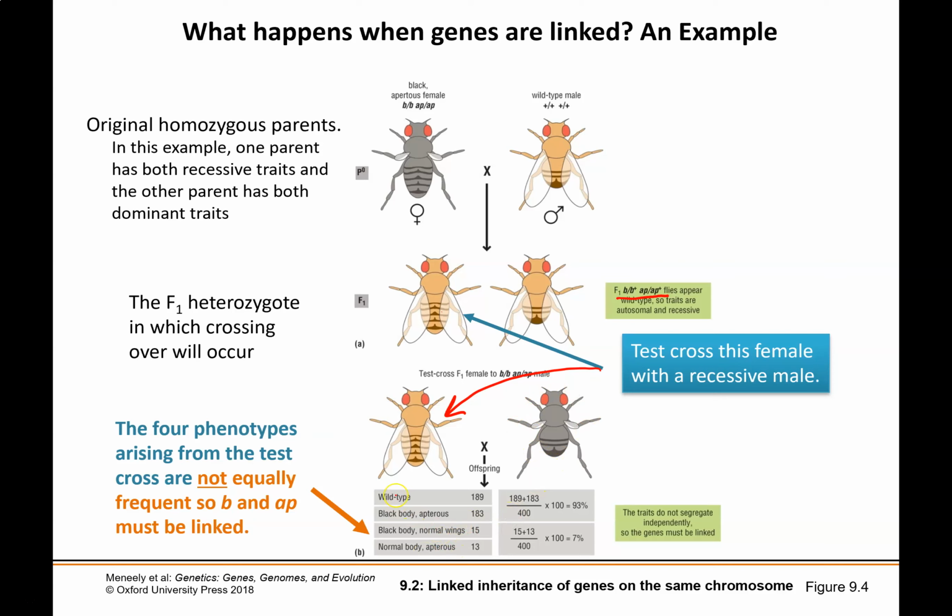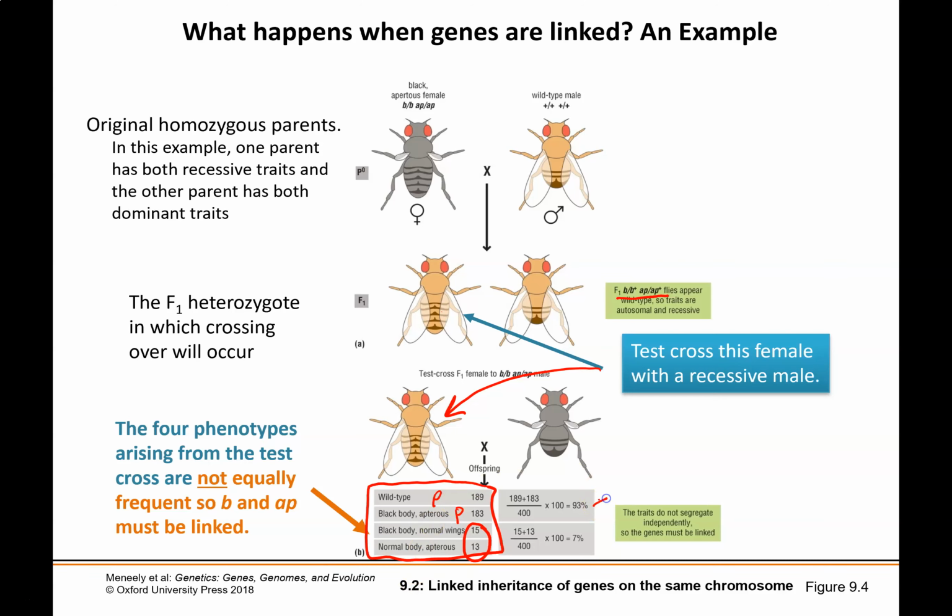Now, if you look at the phenotype information that we get from this cross, the 4 different phenotypes do not occur with equal frequency. We see that these phenotypes that were parental, the wild type and the black with apterous, occur far more frequently than the recombinants, the black body with normal wings or the normal body with apterous wings. Now this suggests, because it occurs much less frequently, that the apterous and the black genes are linked together because those traits don't separate very frequently.